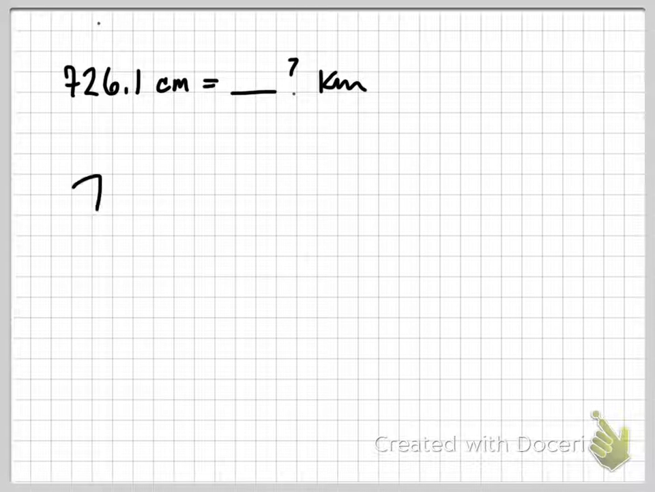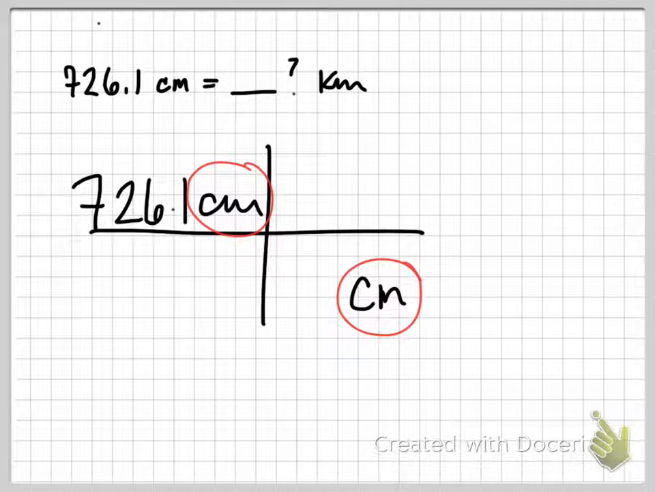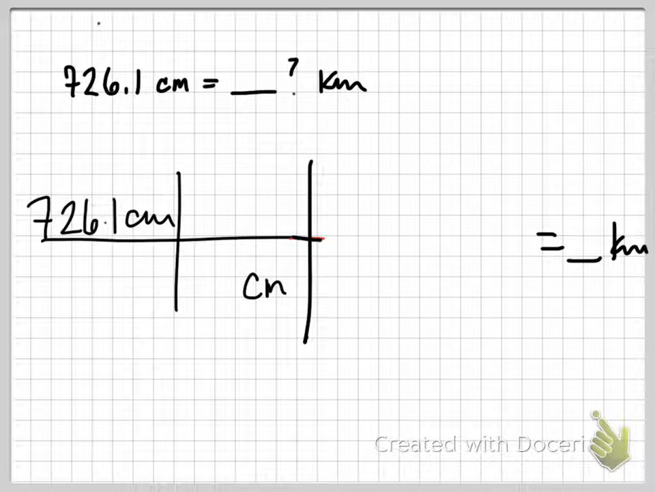So always start with your given. You know that: 726.1 centimeters. Always put in the units. I have this weird habit of filling in all my units first, and I know that I want the units down here to be the same as the units on the diagonal and above them so that they cancel. Now, that said, I want to end up in kilometers.